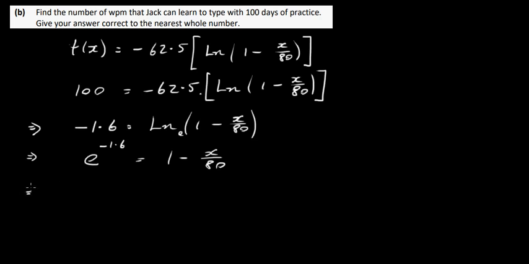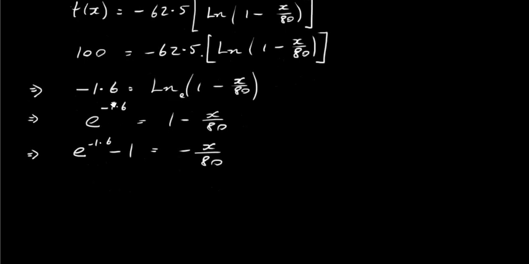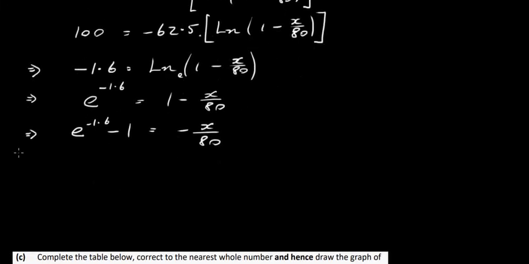Now next thing I can do is subtract 1 from both sides. So I got e to the power of minus 1.6 minus 1 is equal to minus x over 80. Just brought this 1 over here, if you like. So the next thing I'm going to do is multiply across by minus 1. I want to get rid of this minus here. So multiply the left hand side by minus 1.